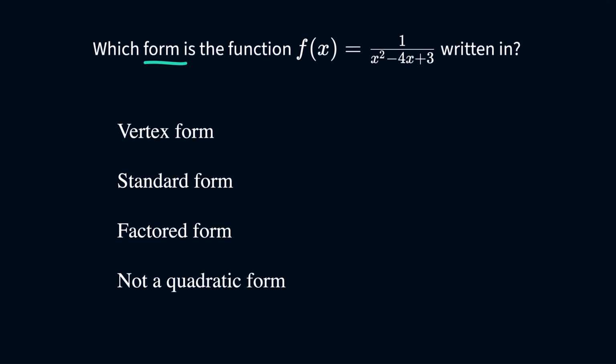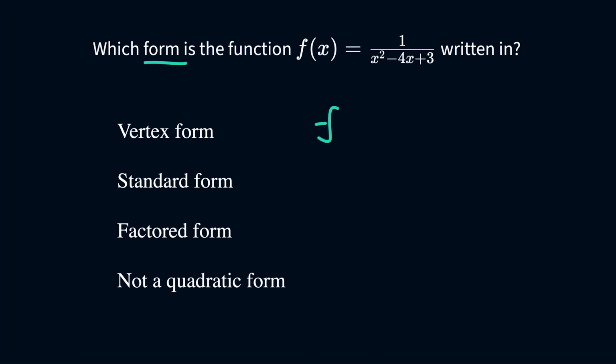What form is the function f of x is equal to 1 divided by x squared minus 4x plus 3 written in? So we want to keep in mind that it looks like we have a quadratic function here, right? I mean, it looks like it. We have something that follows the standard form very closely down here on the bottom, right?